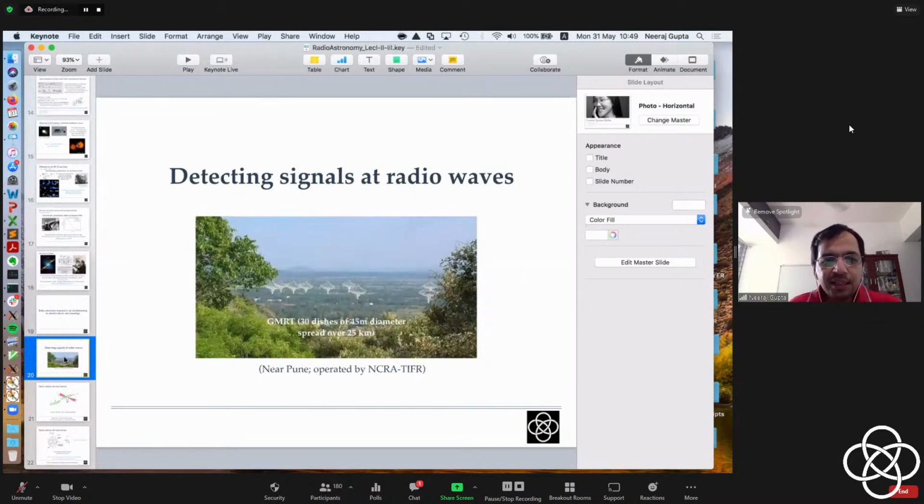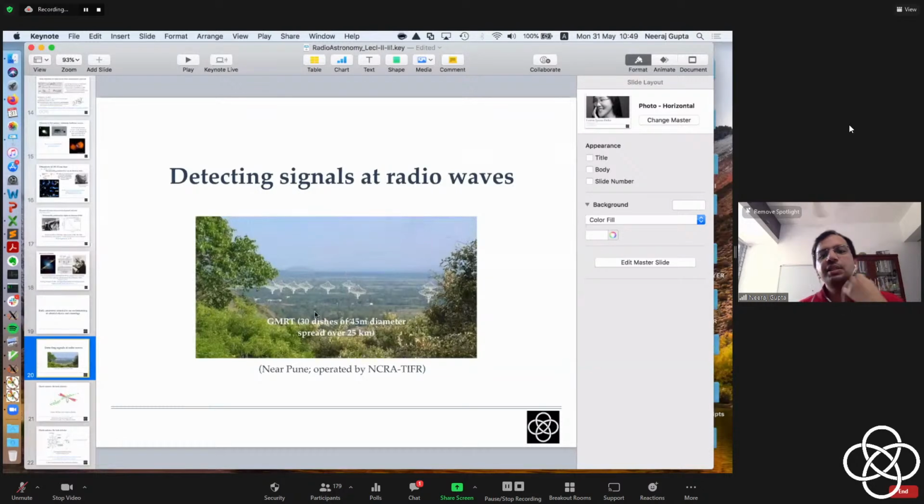What you see here is the Giant Metrewave Radio Telescope. It's a telescope close to Pune, situated about 90 kilometers away. So what is it made up of? It is made up of 30 dishes of 45-meter diameter, right? And it is spread over an area of 25 kilometers, right?